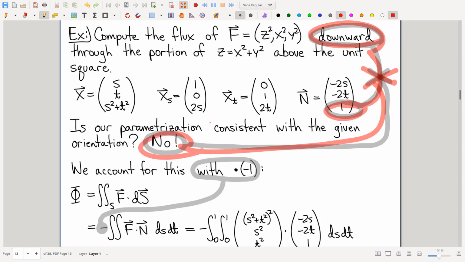Acknowledge that you parameterized backwards, and then fix it by inserting a minus sign in the appropriate place in the calculation. That's all you've got to do. Just identify when you're off by -1 and then fix it. Everything else is just plug and chug, just like we did in the last question. Is that cool? Everybody all right?